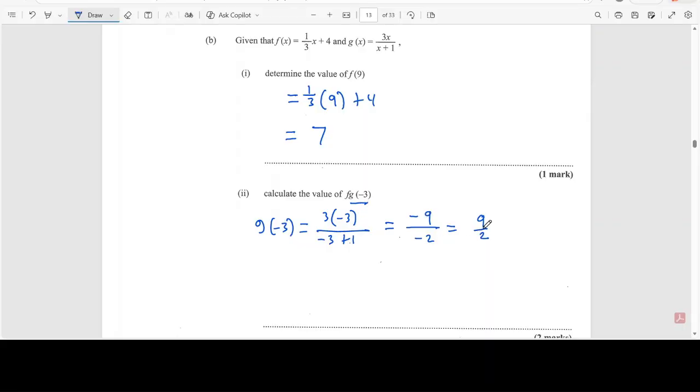So now with g at negative 3 being 9 over 2, we put that into the first function, which is f. So now we find f of 9 over 2. The f function is a third. Wherever we see x, we put in that value, 9 over 2, plus 4. A third of 9 over 2 is what? 3 over 2, 1.5, plus 4, so that is 5.5. So we get 5.5 for that.